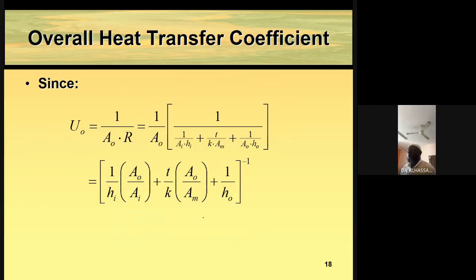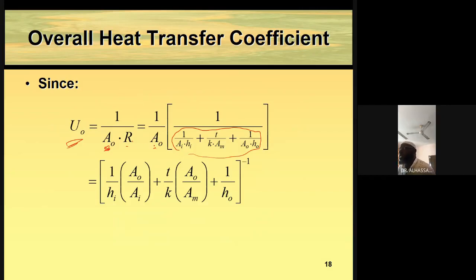Okay, so now we want to write down the equation for UO. We have already known that UO equals 1 over AO times the total thermal resistance. So this total thermal resistance is given by the whole of this denominator. Total R is this. So it's the same thing. So we have 1, our A is this, that's our A.